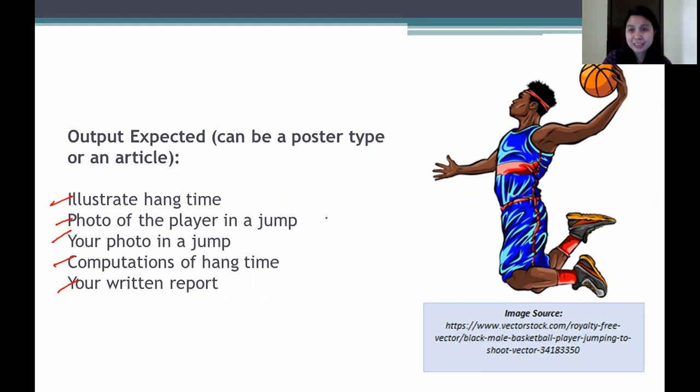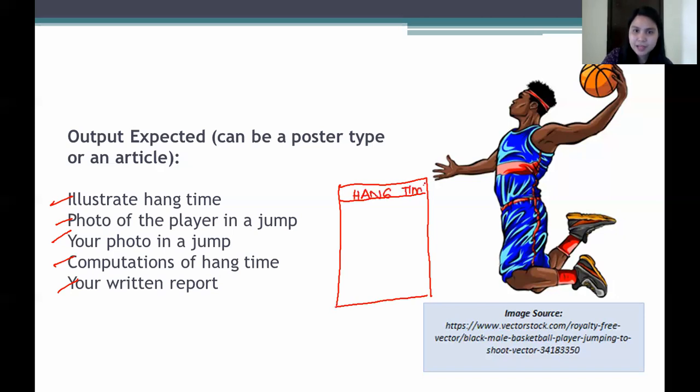So how will it look like? For example, you can do it in one page, okay? Here, for example, hang time. Now, I need to make an illustration here on what hang time is all about. Okay, it can be, what do you want? It can be a comic strip.